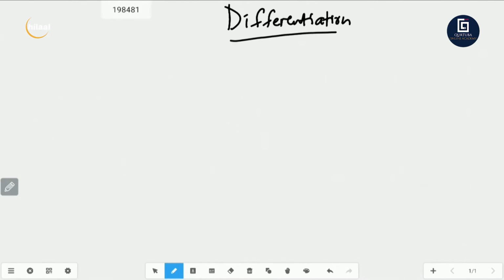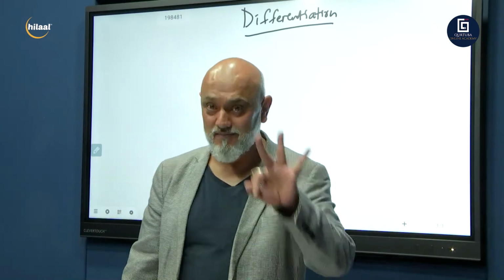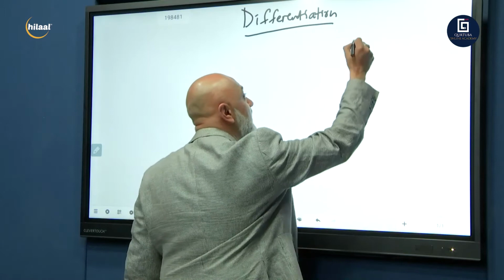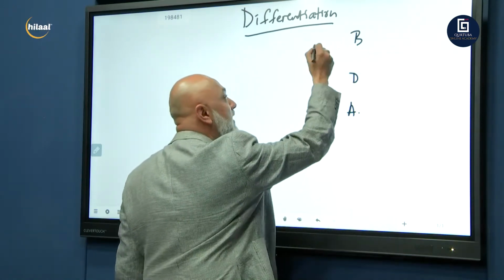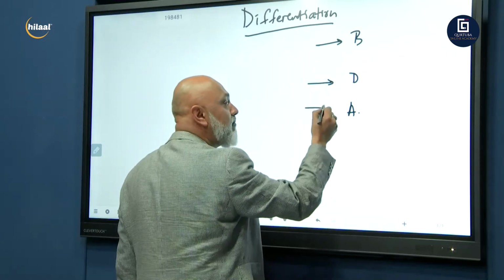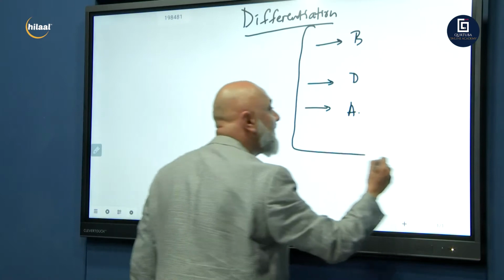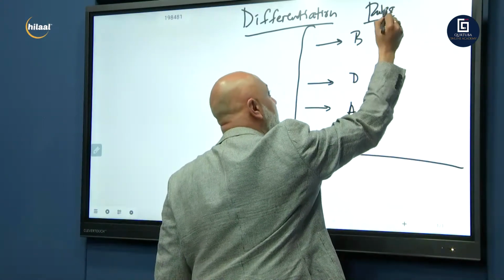Now differentiation is finding the derivative for more complex equations, and it's done in 3 parts. How many parts? 3 parts. Okay, what are the 3 parts? B, D, A. You do it in part 1, part 2, part 3. Right? These are the rules of differentiation.